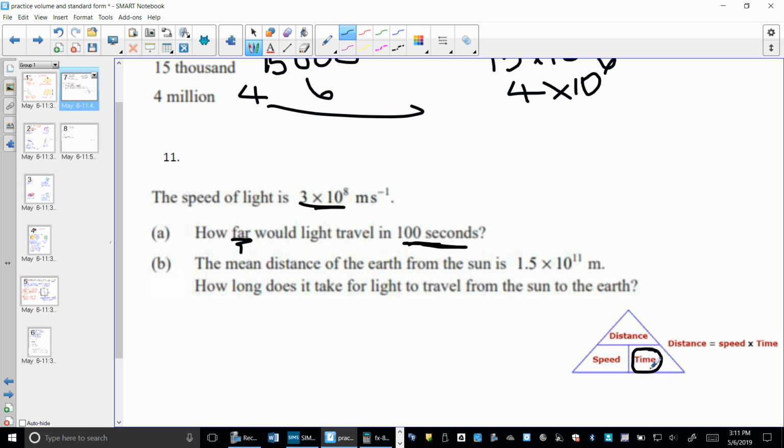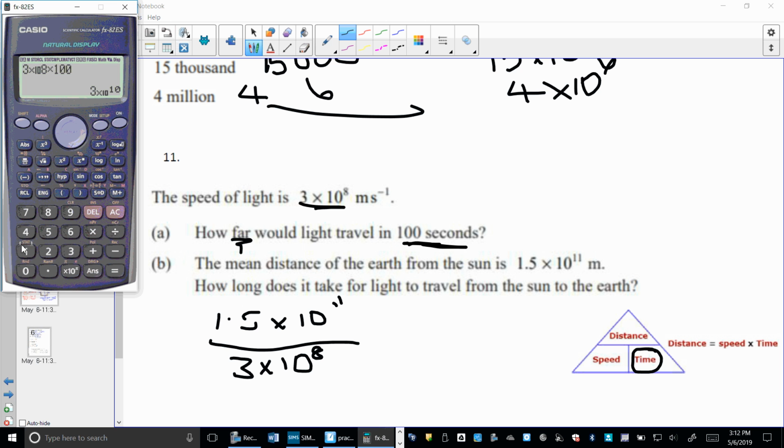So our time is going to be distance divided by speed. Well, they said the distance was this, 1.5 multiplied by 10 to the 11, divided by the speed, which was up above. And we chuck that in our calculator. So we do 1.5 special button 11 divided by 3 special button 8.